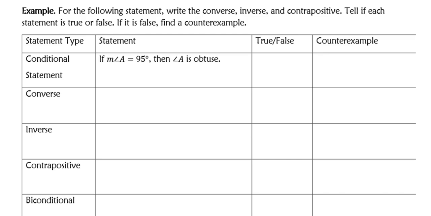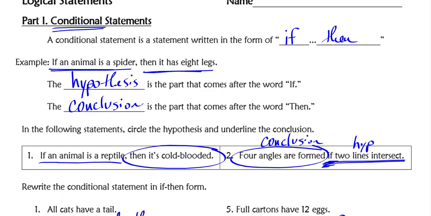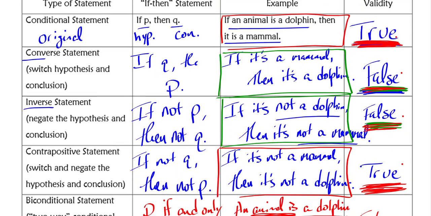All right. We're going to just practice a little bit with this and then think about how we write a counterexample. A counterexample, what we talked about here, would have been a dog, because a dog is a mammal, but it's not a dolphin. It's an example that makes the statement false.